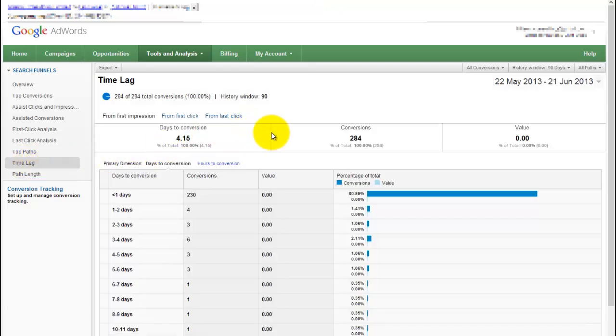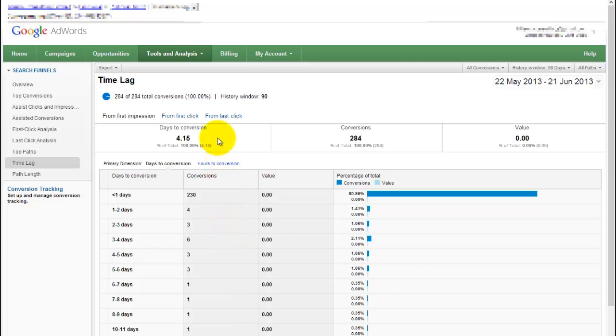So a great deal of the conversions for this particular account happen within the first day of search, with a few coming in 1 to 2 days, some coming 2 to 3 days, some coming 3 to 4 days. So it could be that because we're limited by budget, we're not picking people up more than once when they're searching, and since we know that typically they're requiring multiple impressions and multiple clicks, if our ad isn't there, that means we're losing out on those impressions and clicks required to produce a conversion.